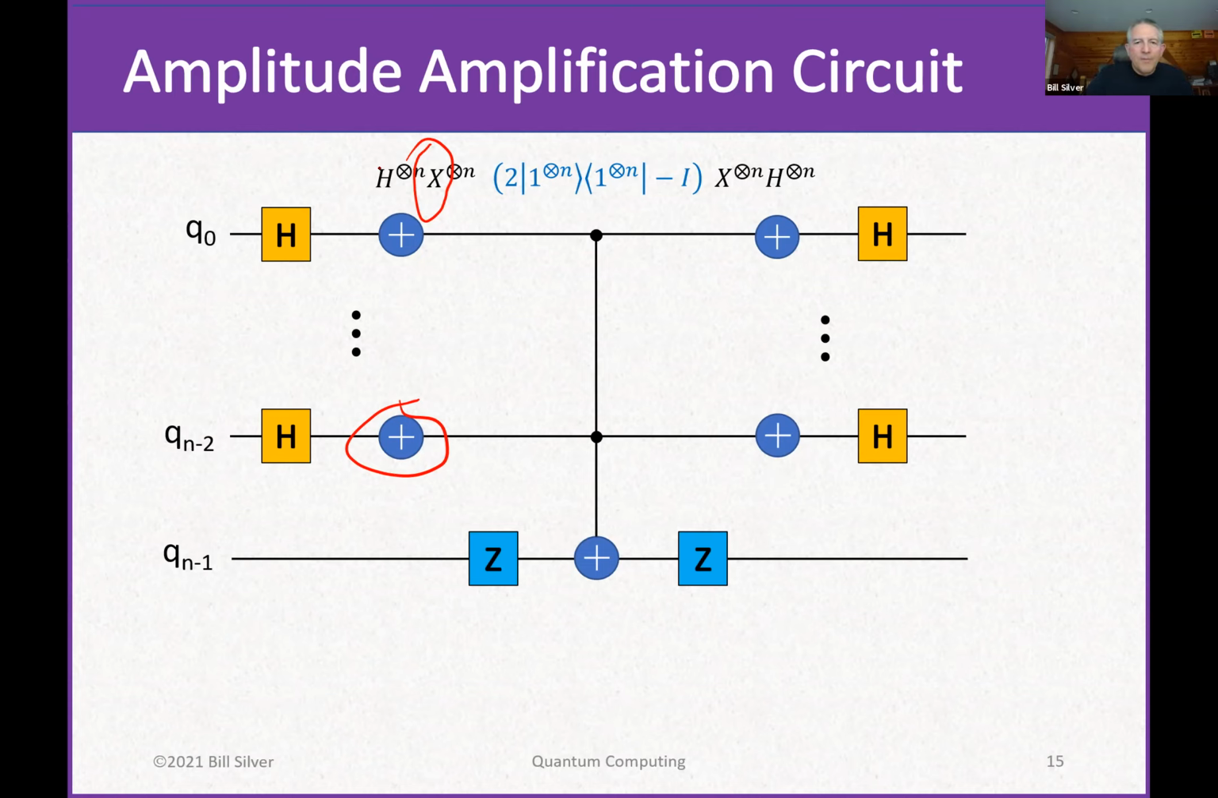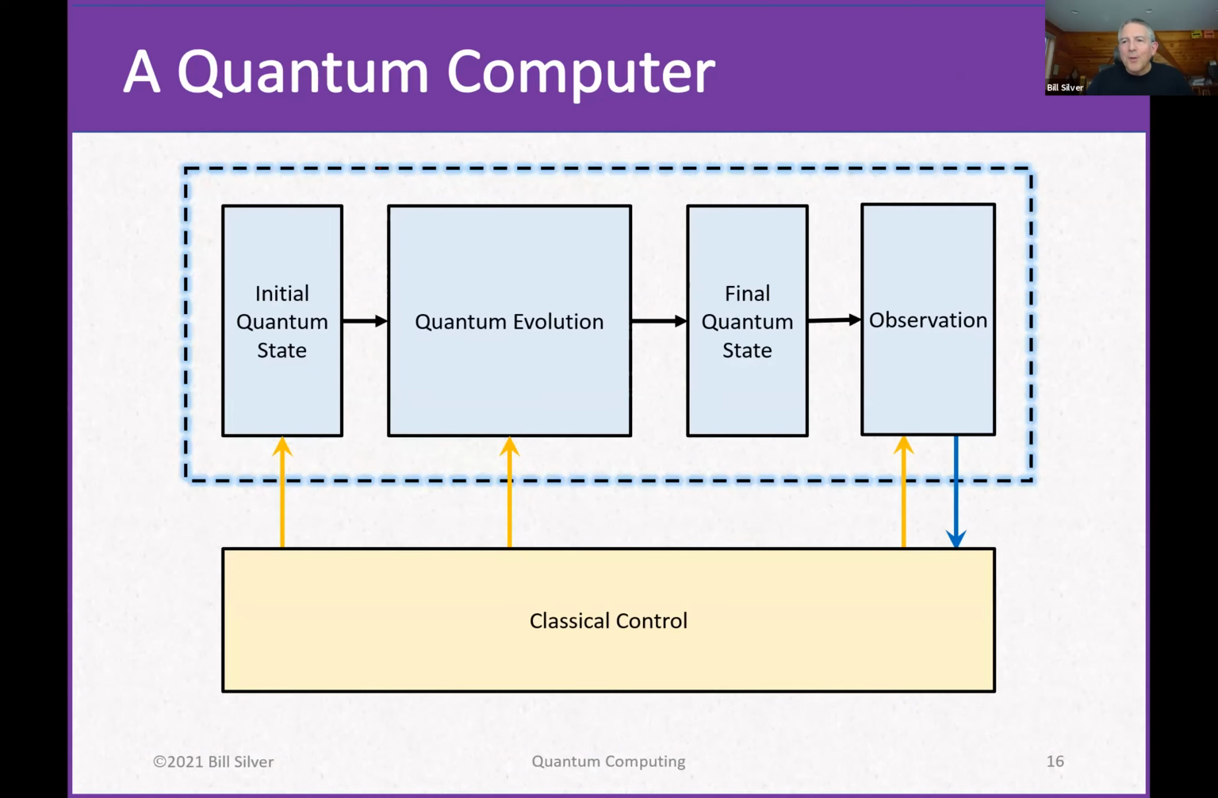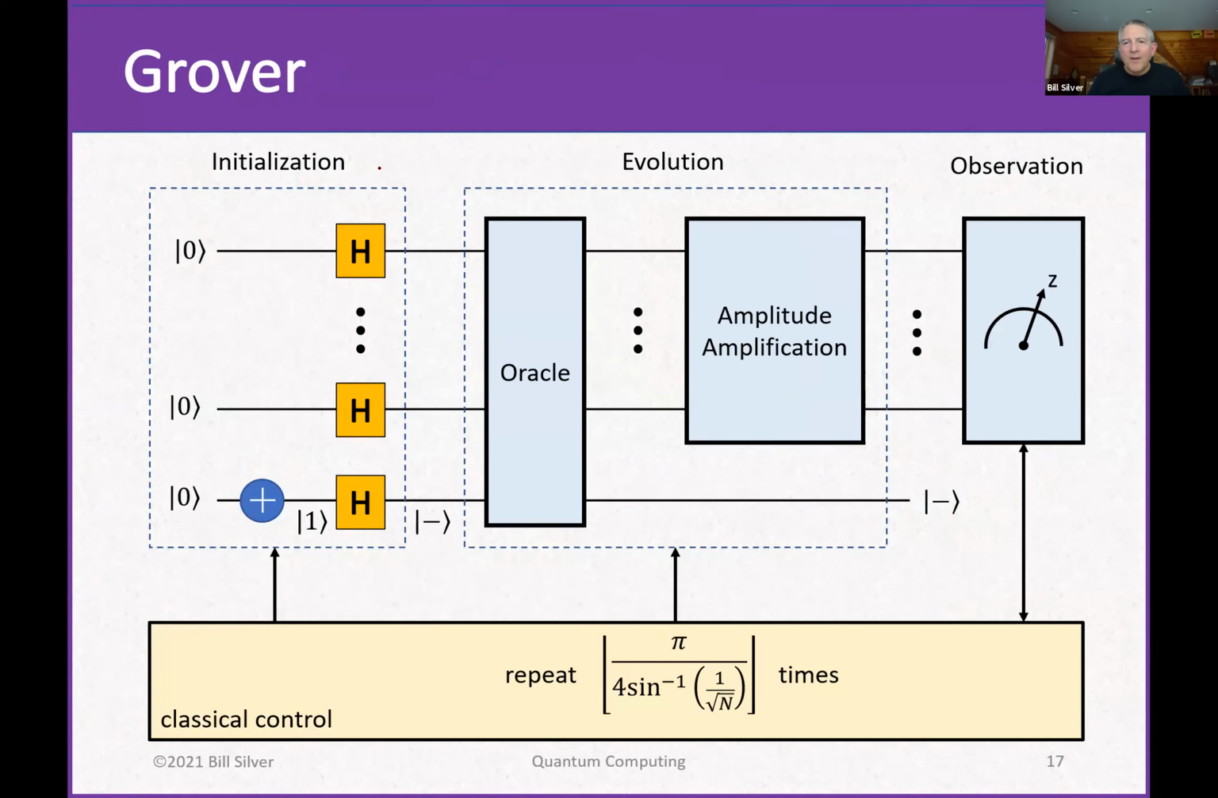Okay, so remember our quantum computer from the first day, right? Where we had, again, my world's most expensive coprocessor, and we have some sort of classical computer doing the control. We're going to set an initial quantum state. We're going to evolve it into a final state, and then we're going to observe it. Now let's see what this picture looks like with Grover. And this is what it looks like. Okay, so basically the same picture, but filled in for Grover.